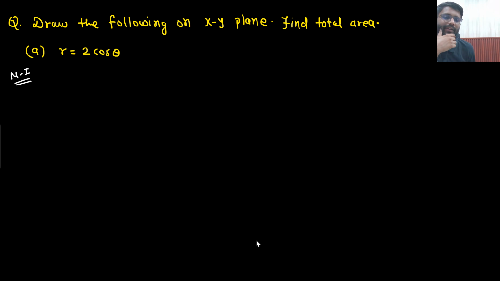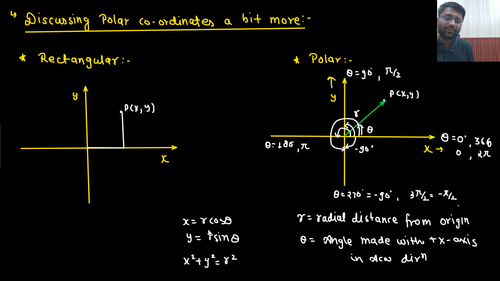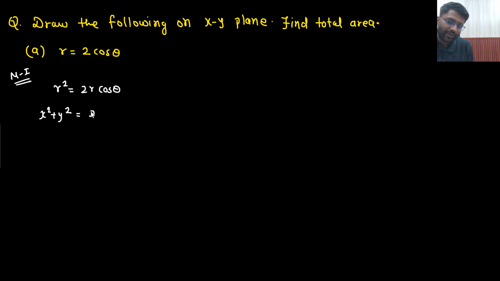What I will do is multiply r on both sides. What do I get? r squared equals 2r cos theta. Why did I multiply r on both sides? Did you understand this point? So that I make r cos theta here. What is r cos theta? Sir, r cos theta is nothing but x only. So this will become 2x.